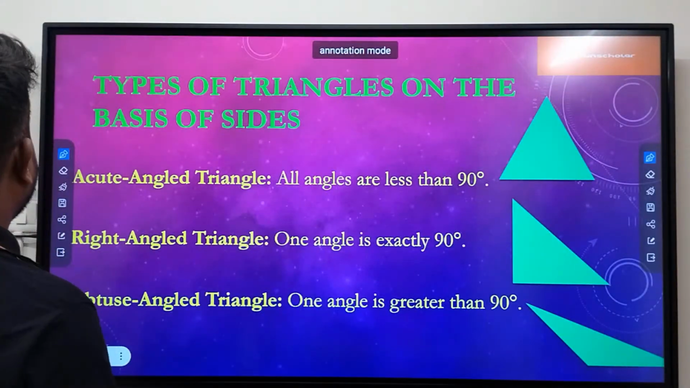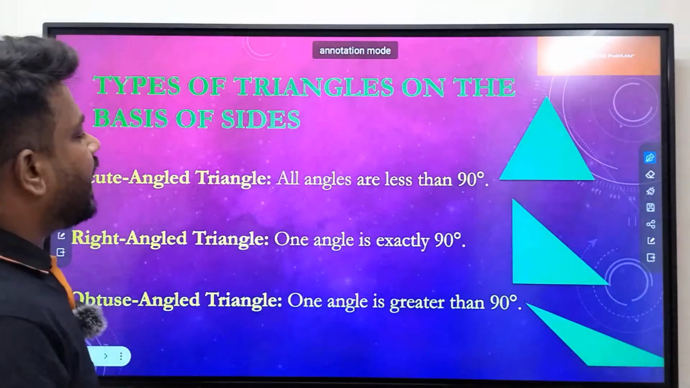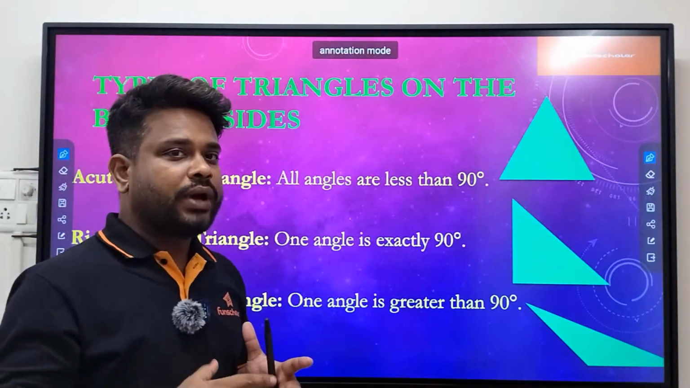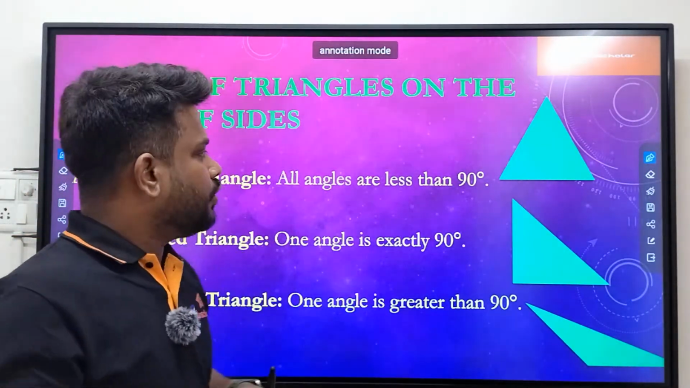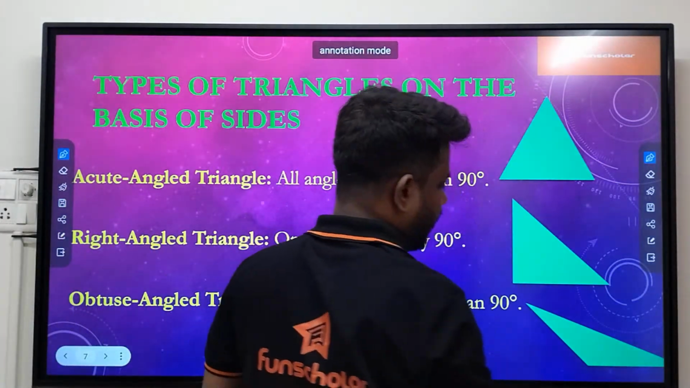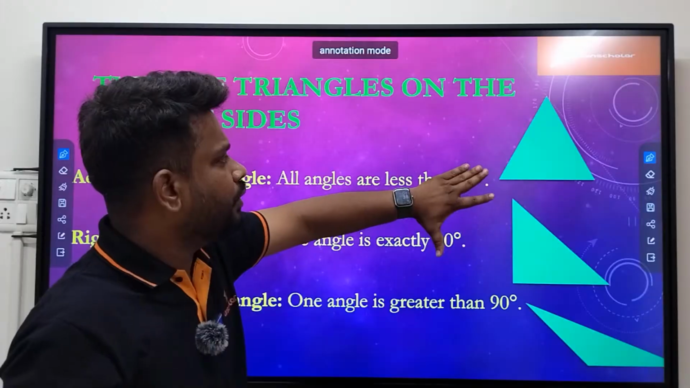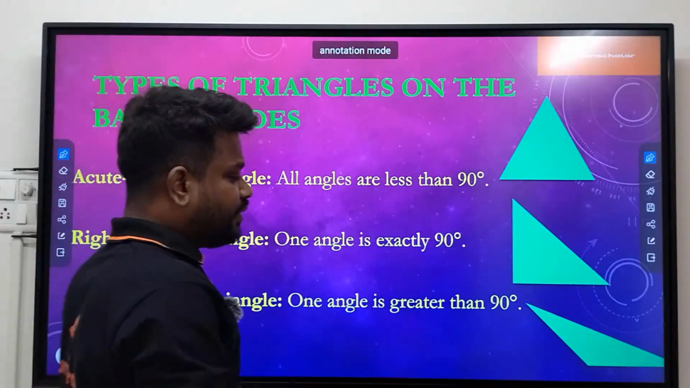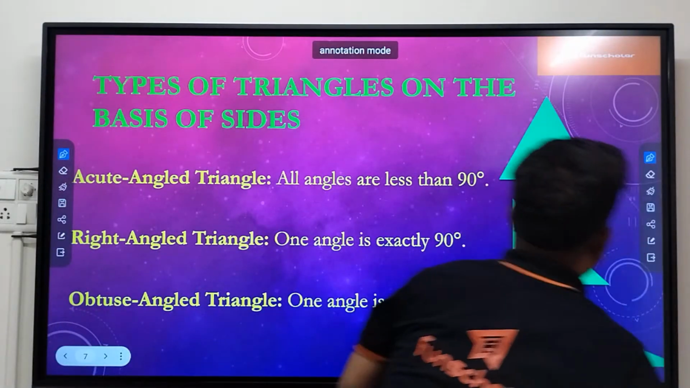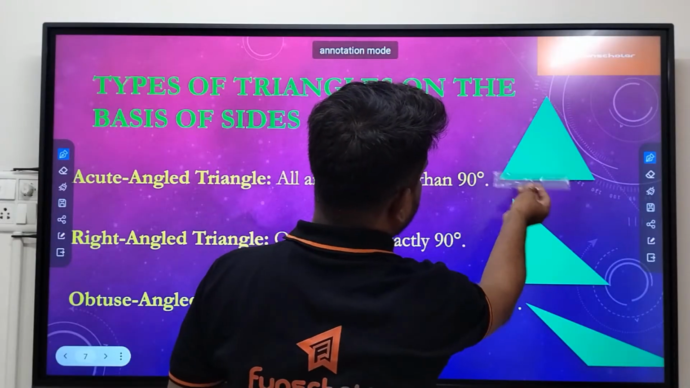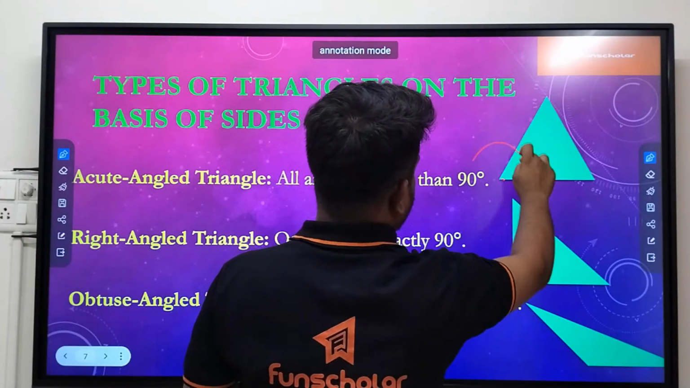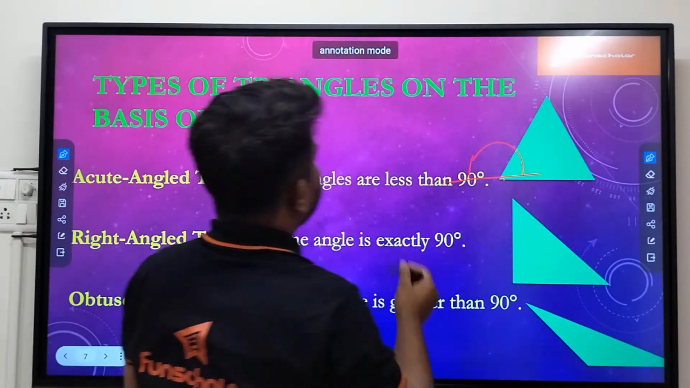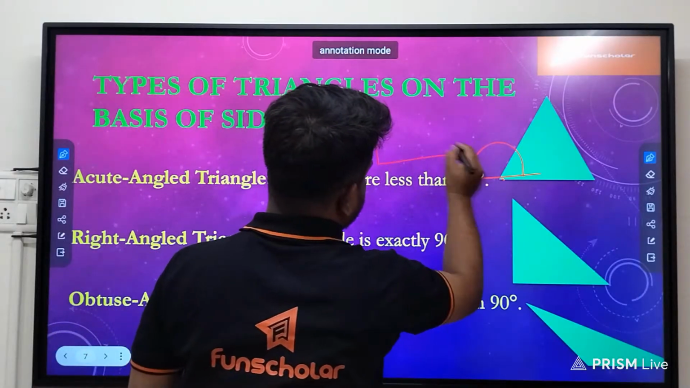Talking about the acute angle triangle, all angles are less than 90 degrees. And talking about degrees, how can we measure? We need a protractor to measure the angles of any triangle. Currently I don't have a protractor nearby in my hands. To measure it, you have to put a scale here, and then you have to have a protractor which will measure them, and generally the 90 degree is like this one.